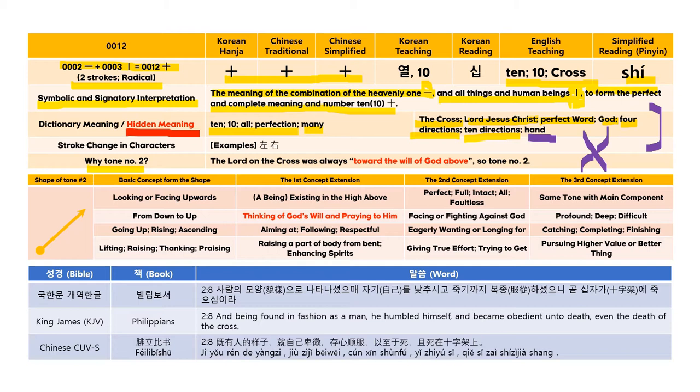The meaning of the hand we can find in the stroke changes in many characters, in Chinese characters. For example, left and right. Let me tell you, the 10, we are learning this character, but in some other characters, this character's shape changes like this. Under it, if we write it, it means left.